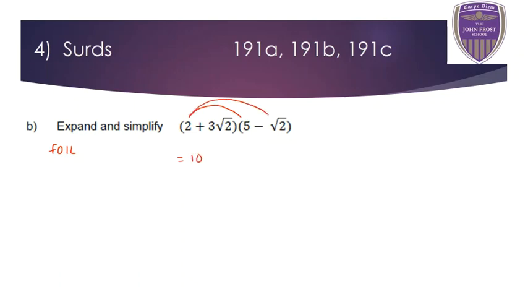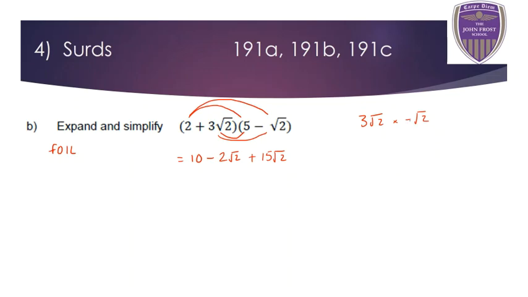The outside term is 2 times minus root 2, so that's going to be minus 2 root 2. Then my inside term, so I need to multiply 5 by 3 root 2. 5 times 3 is 15, that's 15 root 2. And finally, my last term is 3 root 2 multiplied by negative root 2.